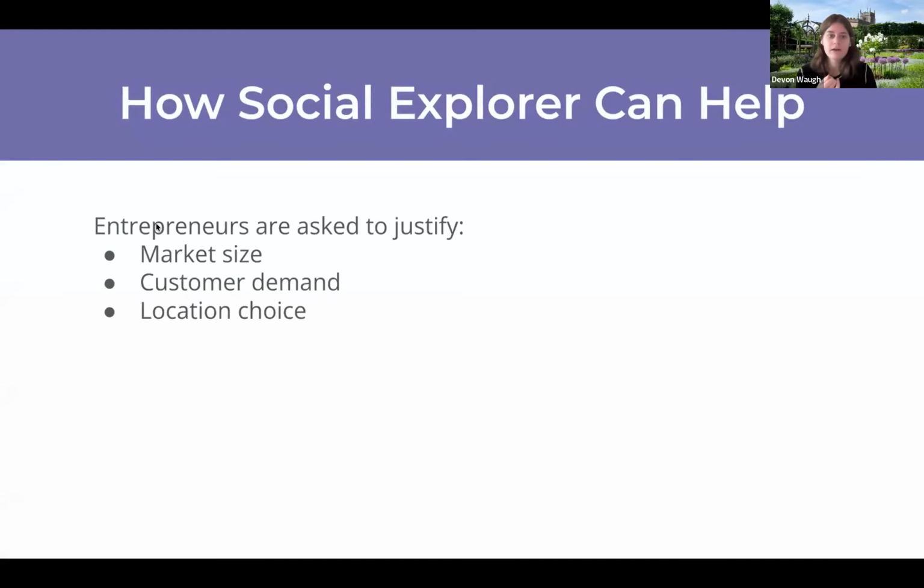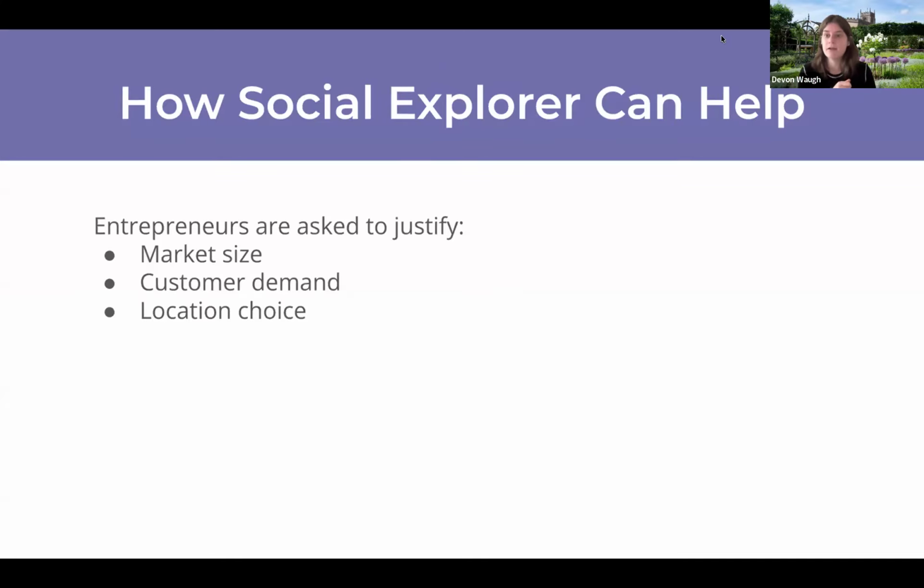Entrepreneurs are asked to justify in their business plans for lending purposes their market size, figuring out the geography, the age ranges, the income, fleshing out that target market, customer demand for their particular product, what competitors are out there in North Carolina, but also how their target market has changed in the last few years. What are some things that they might want to take notice of? And then location choice.